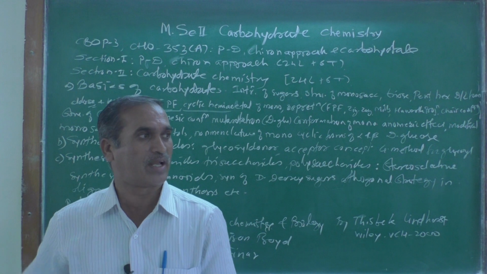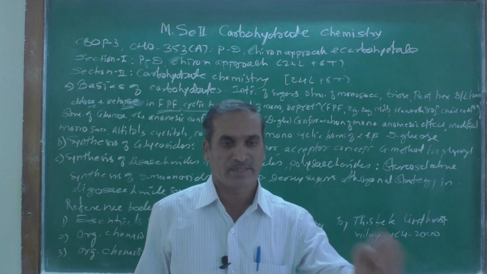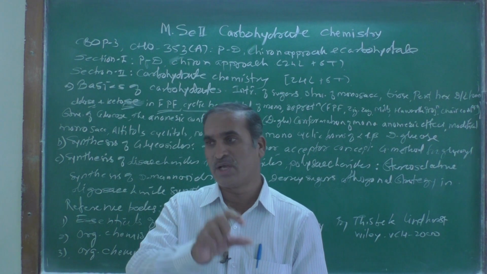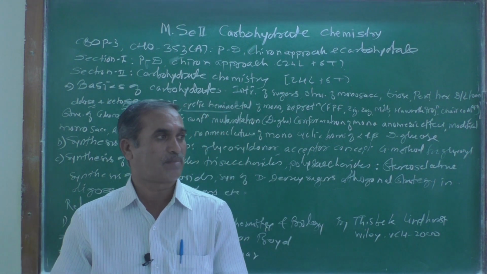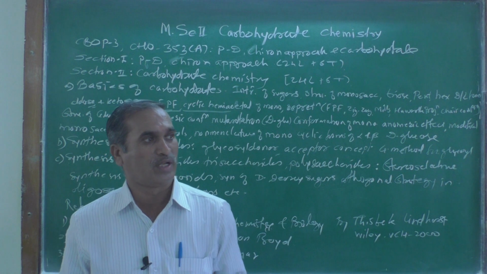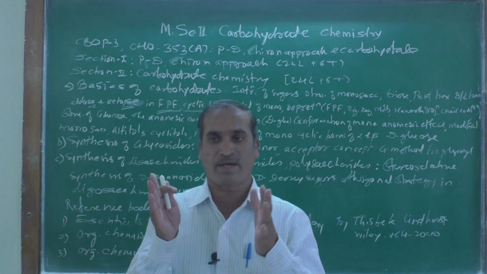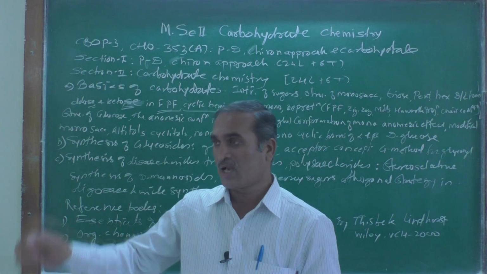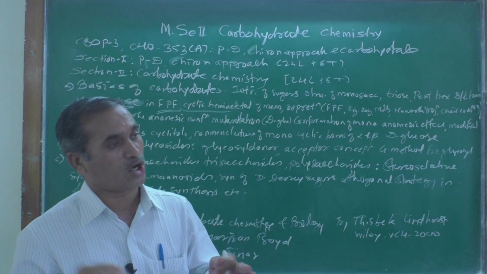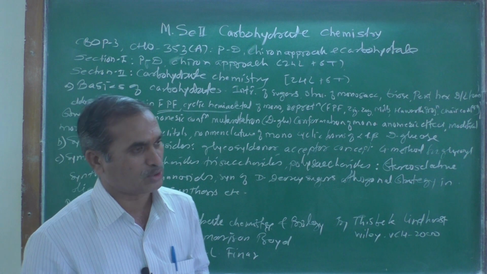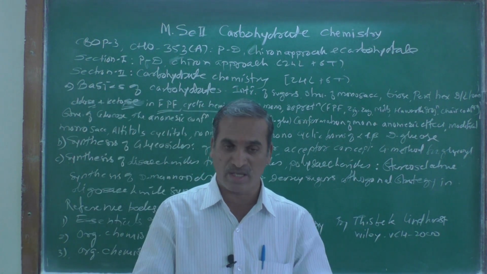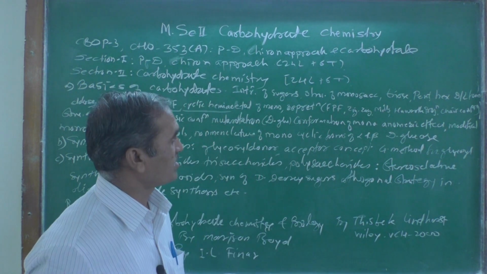Then oligosaccharides, divided further into types: disaccharide, trisaccharide, tetrasaccharide, which on hydrolysis yield 2 to 10 sugar units. And polysaccharides, on hydrolysis, yield 200 to 1000 molecules, and that's why they are called polysaccharides.